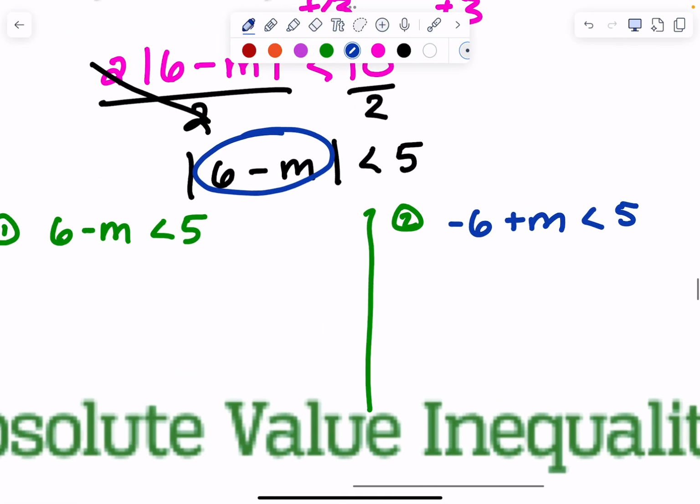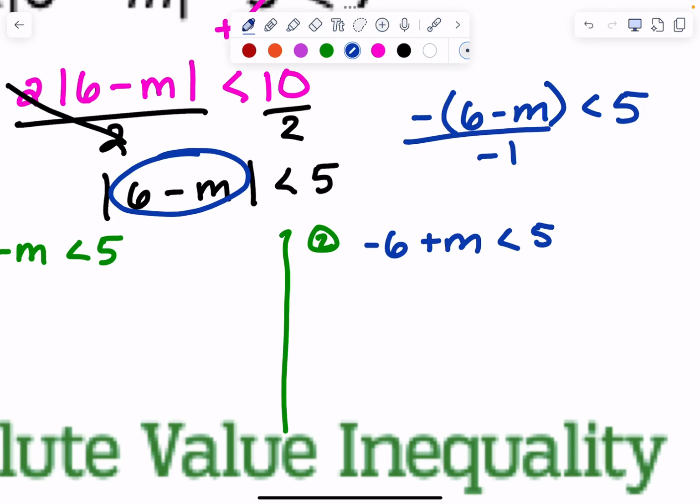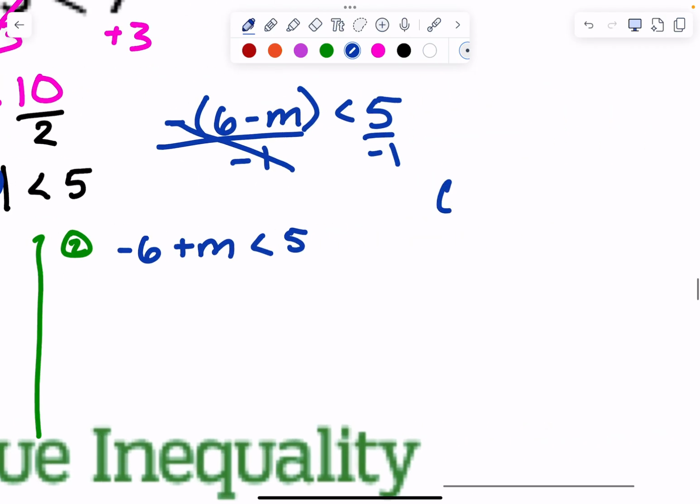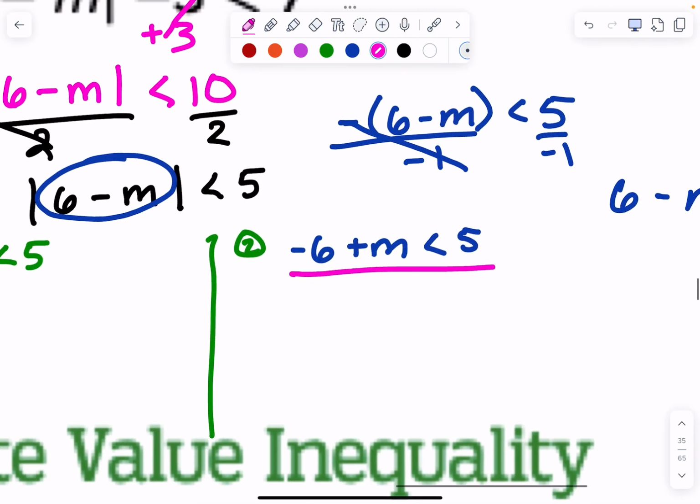A lot of people like to, instead of distributing the negative through like I did here, divide by a -1 to begin with, and then I have 6 minus m is greater than -5, right? So I can flip the sign and make that a -5 instead of a +5. Got it? Now, in this case, I prefer to do the first one because it makes my m positive, right? Otherwise, you're going to have to flip the sign. But sometimes it might be easier to do the other way where you flip the sign and make just the number negative. Got it? So I'm going to keep it this way, but there's that.